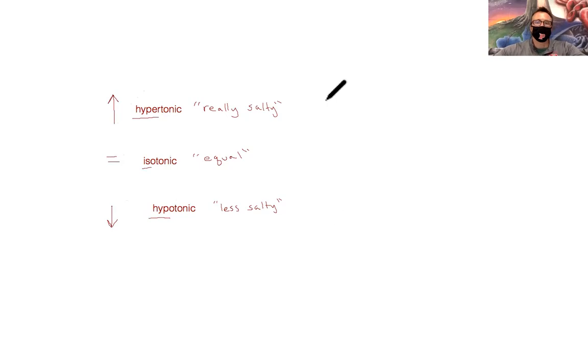Now, this is talking about an environment, right? And so if I have a cell that is in a hypertonic environment, it means this environment is really salty. And what do we know about salt and sugar? What does it do? It dries you out. It sucks water out, right? And so in a hypertonic solution, water is going to be sucked out and the cell shrinks.